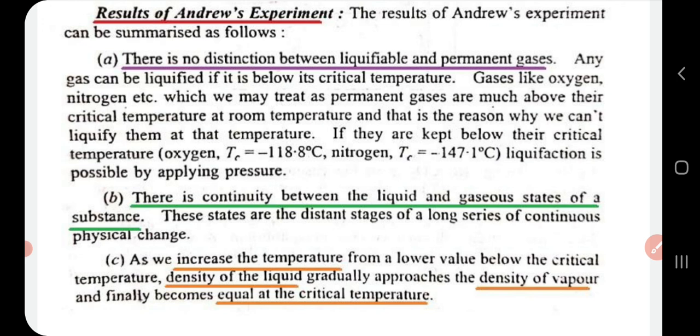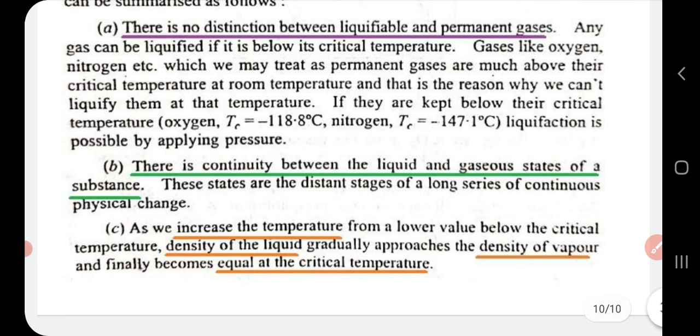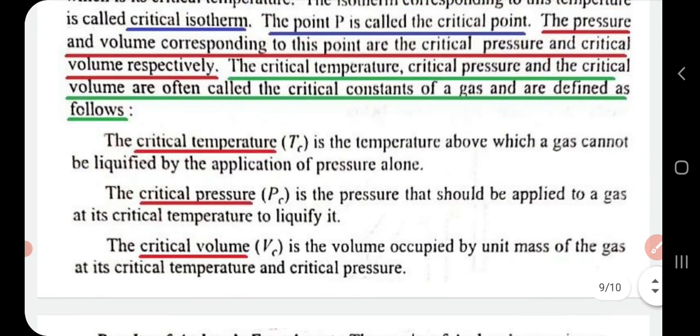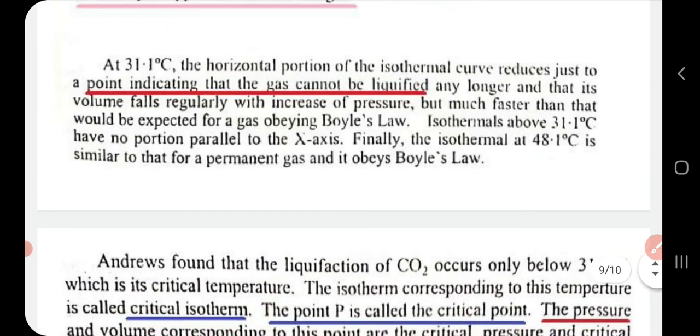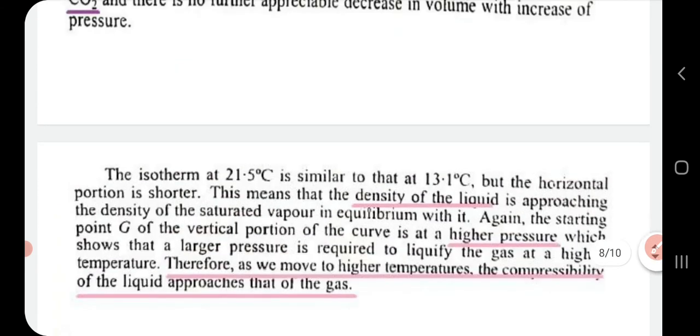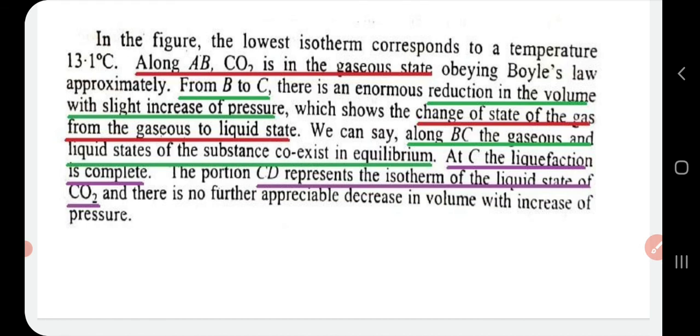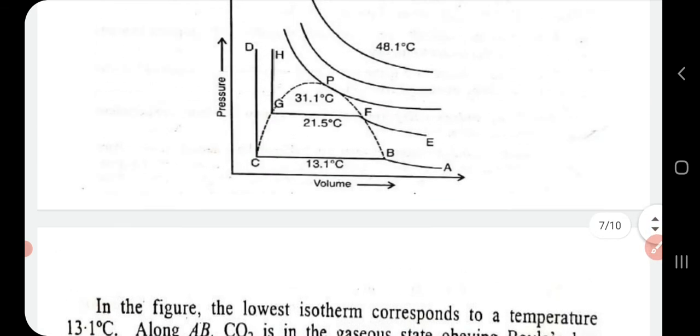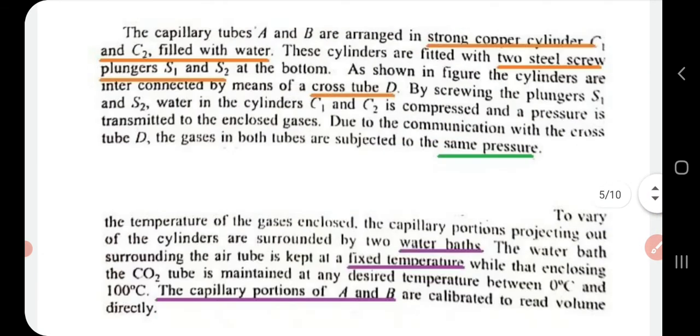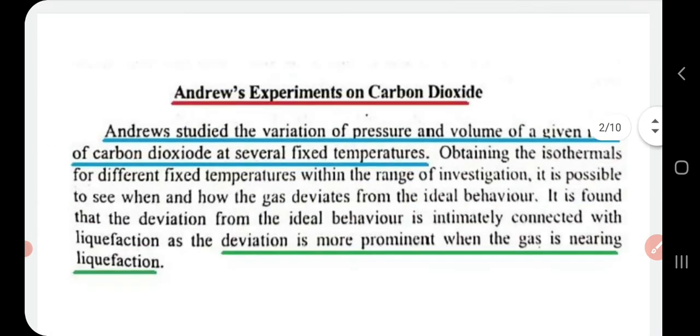Now, there is a continuity between the liquid and gaseous state of a substance. The last point is that as we increase the temperature from a lower value below the critical temperature, the density of liquid approaches the density of vapor, and finally it becomes equal at the critical temperature. So, Andrews experiment on carbon dioxide is an important session. Study why this experiment is performed, explain the experimental setup, then the isotherms, define the critical constants, and finally give the results of the experiment. Okay, so study this session very well.